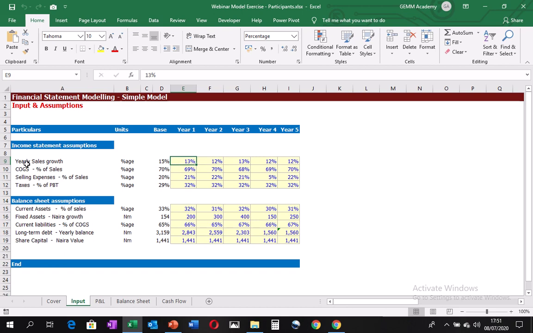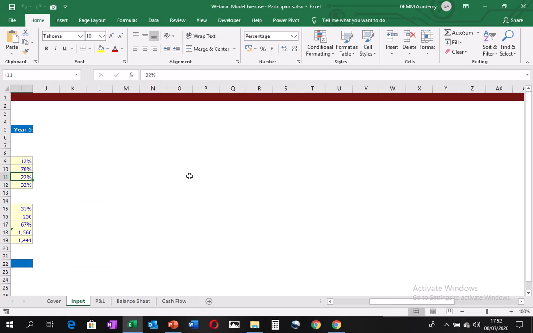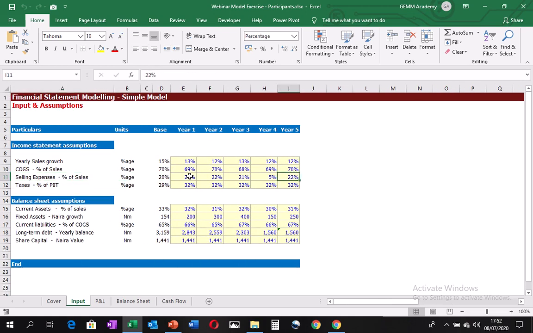Alright, so here the sales have been forecasted to grow yearly at these rates. So this is a year-on-year growth forecasting method. Then we have cost of sales expressed as a percentage of sales, then selling expenses also as a percentage of sales. So we are going to be multiplying these percentages with the sales figure because they are expressed on sales. Alright, then we have taxes as a percentage of profit before tax. So that's it for the income statement assumptions.